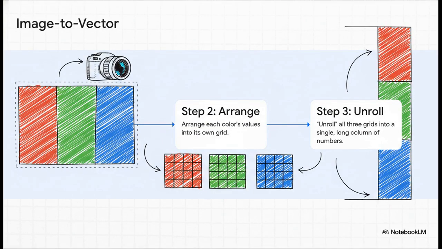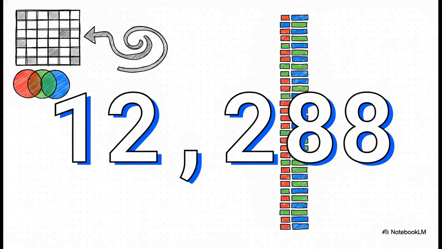Now, to get those 3 grids into one single input that the algorithm can use, we do this really clever thing. We take that entire grid of red pixel values, and we just unroll it into one super long column. Then we do the exact same thing for the green values, and stack them right underneath. And finally, we add all the blue values at the very bottom. And the result? Well, for a teeny tiny little 64 by 64 pixel image, you end up with a single list of 12,288 numbers. Yeah, that's 64 times 64 for the pixels, times 3 for the red, green, and blue channels. That is a ton of data for one little picture.